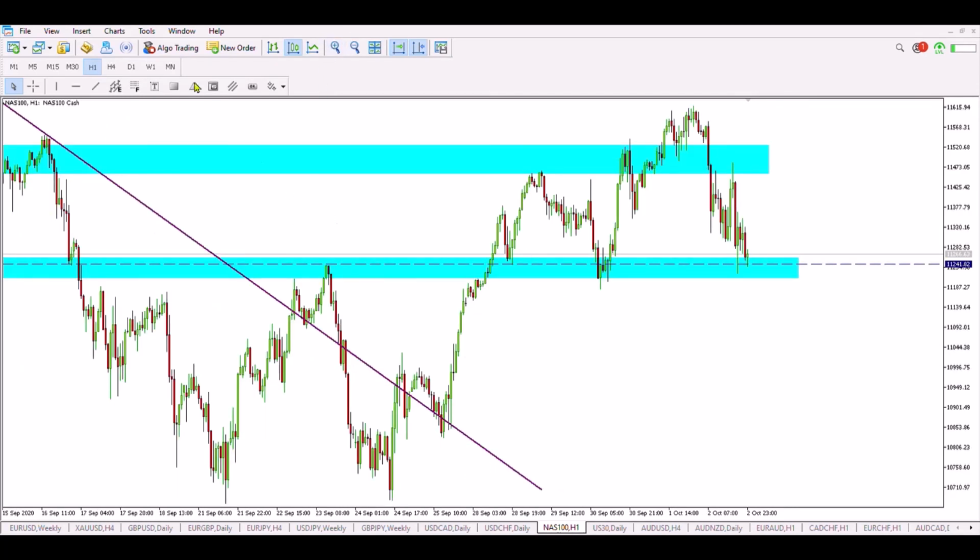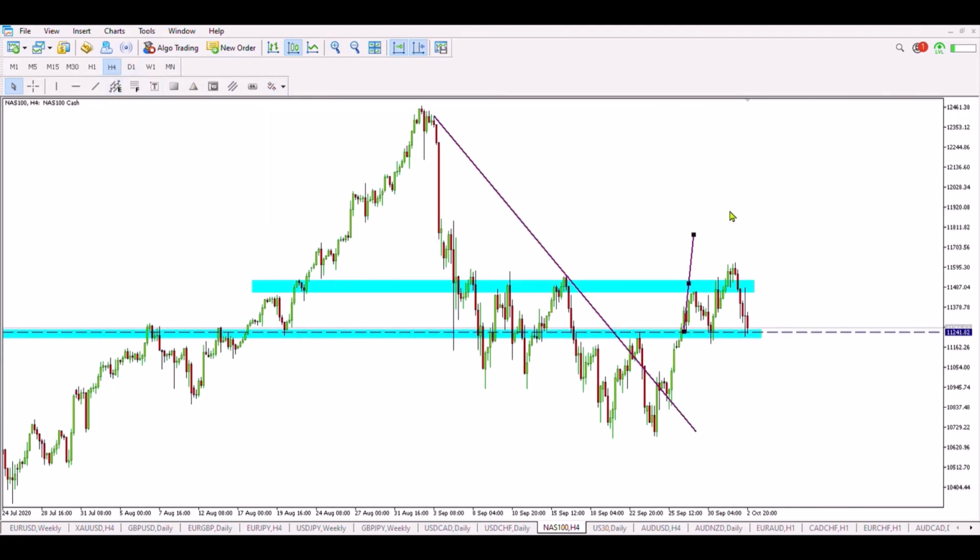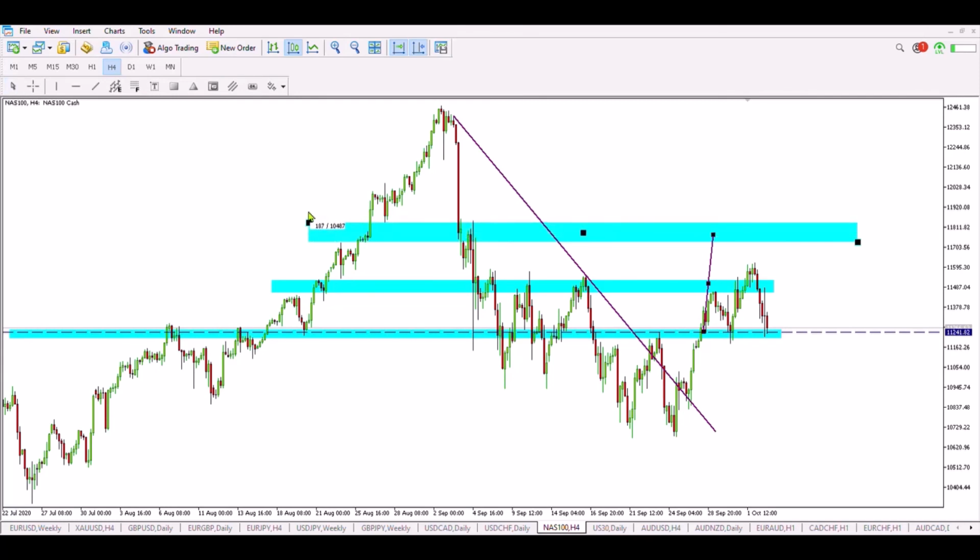The most important thing we need to mention here is this double bottom formation. After a break of the double bottom, we can expect a move as big as the height of the formation. Now let's move to the 4 hour and see where exactly our target should be. Well, our target should be at this resistance zone right here.